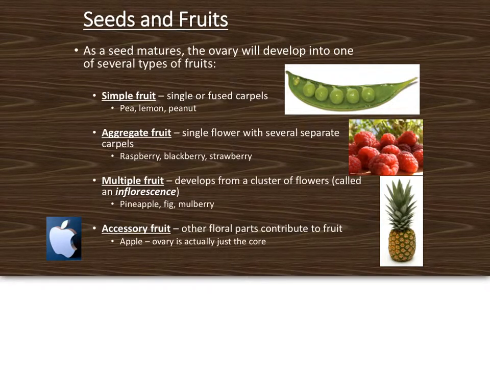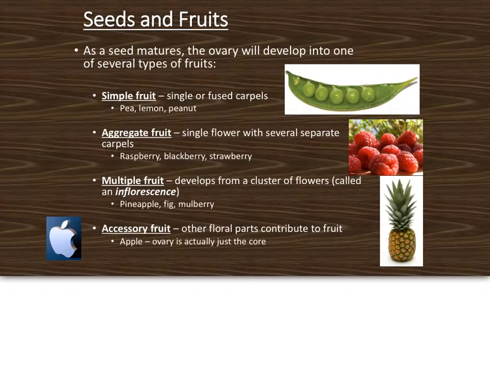It used to be a carpel. A lemon is a simple fruit, and a peanut is actually a simple fruit as well. Now then we have aggregate fruits. Aggregate fruits is where the fruit comes from one flower, but that flower has multiple carpels, multiple female parts. So like I said earlier, that's possible sometimes.